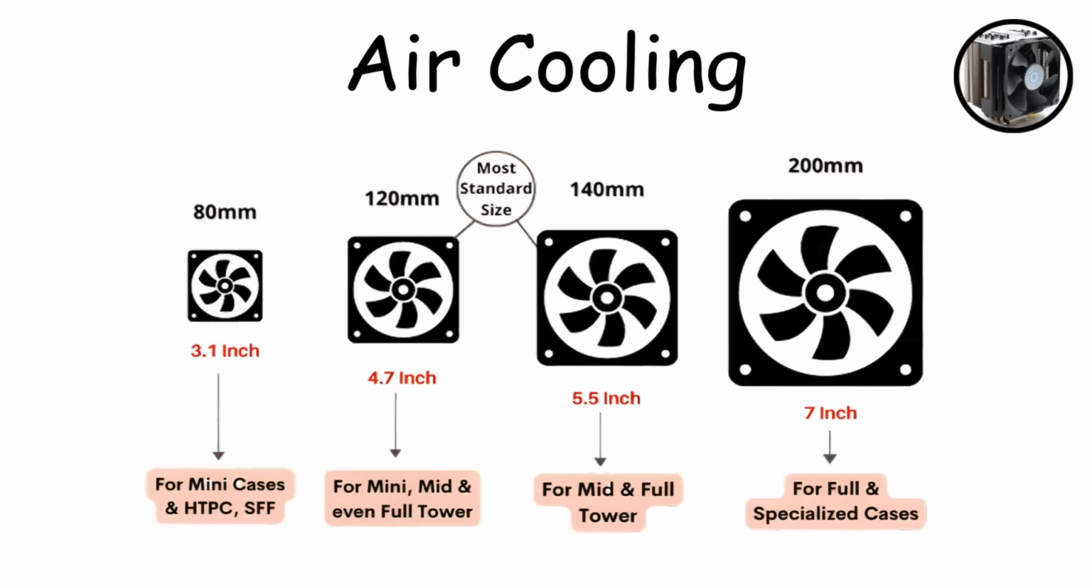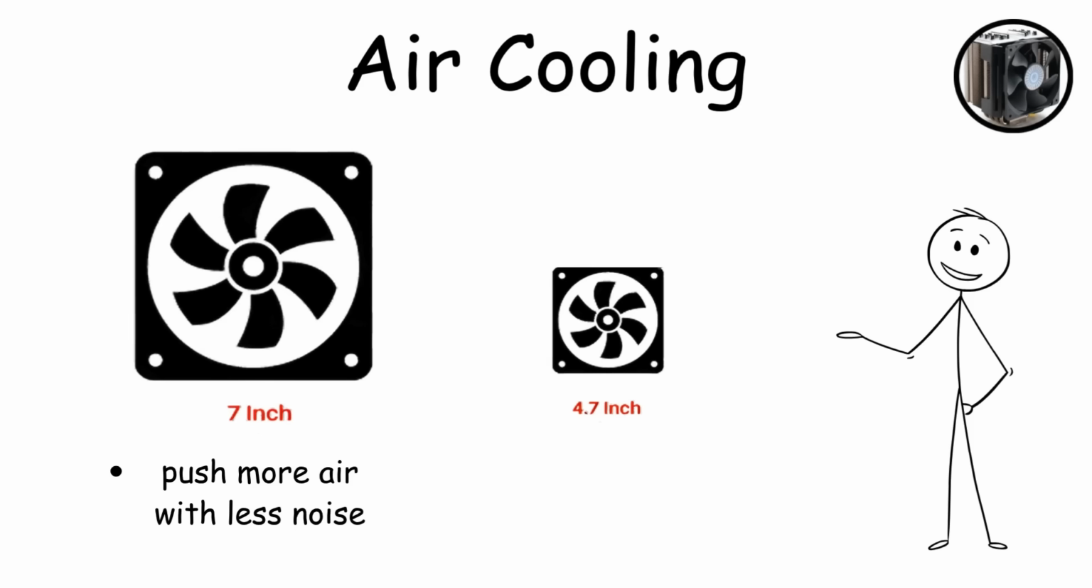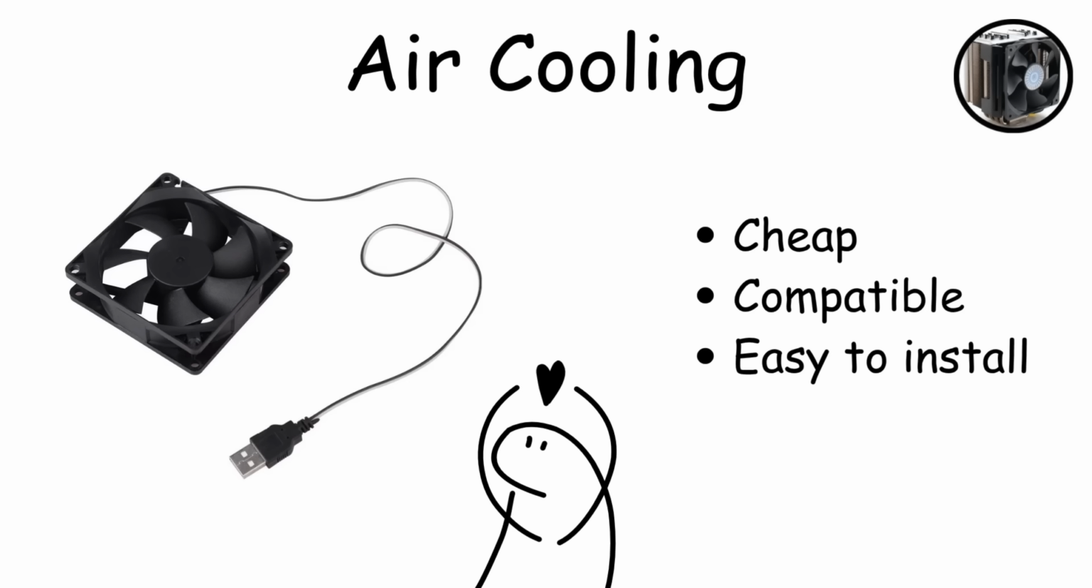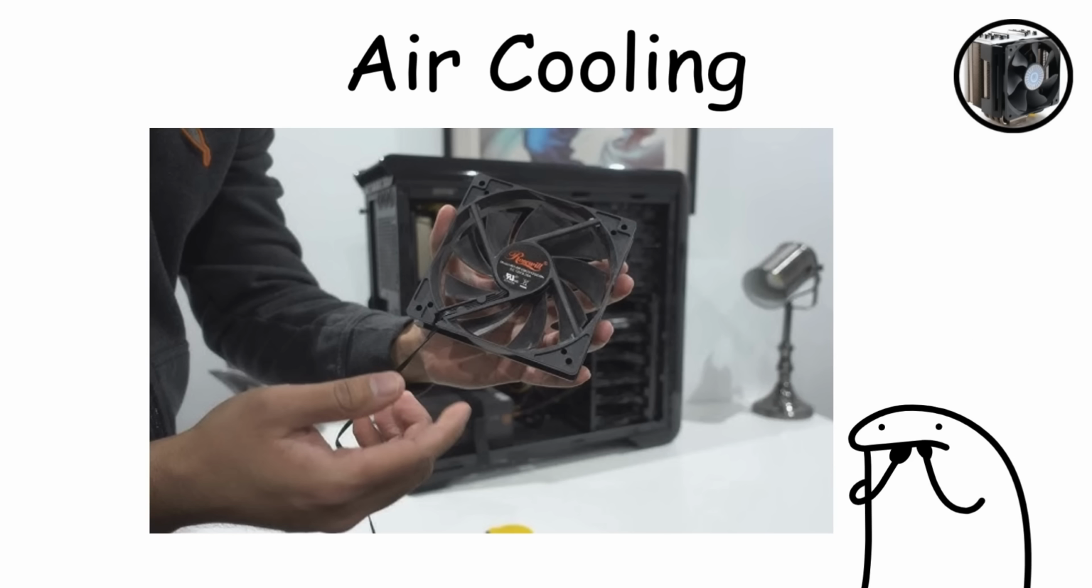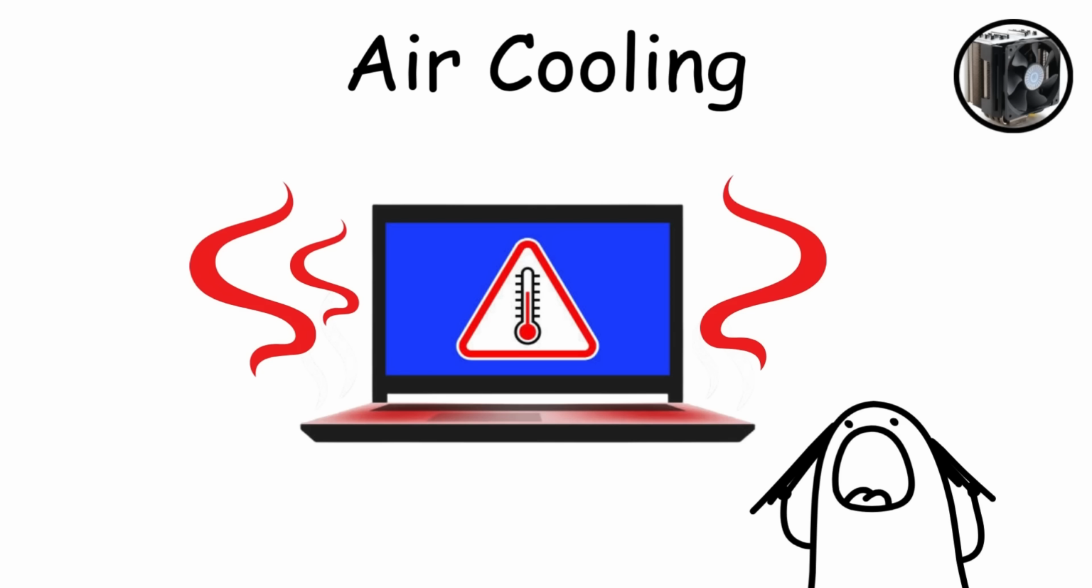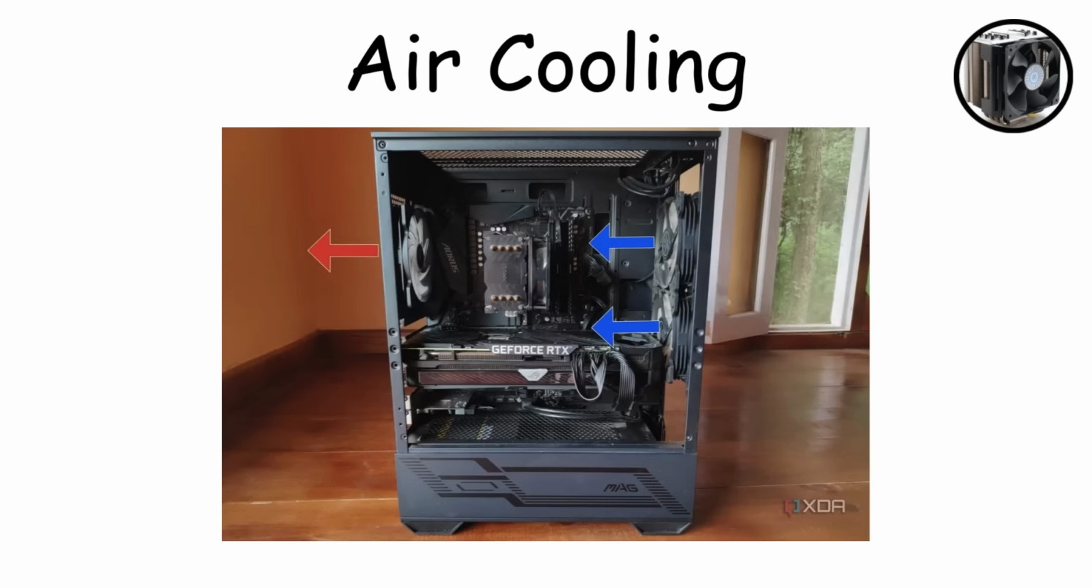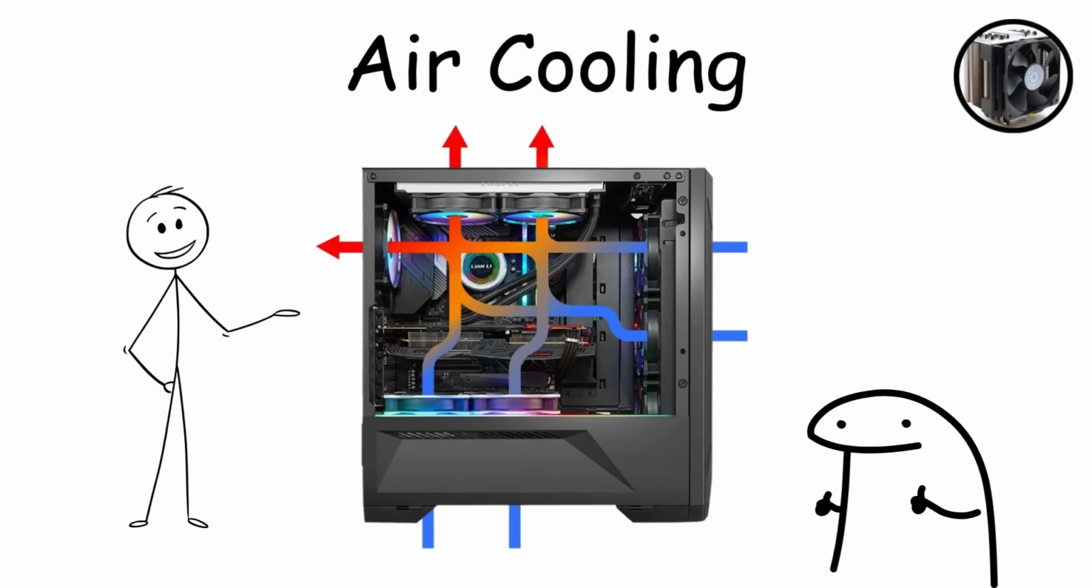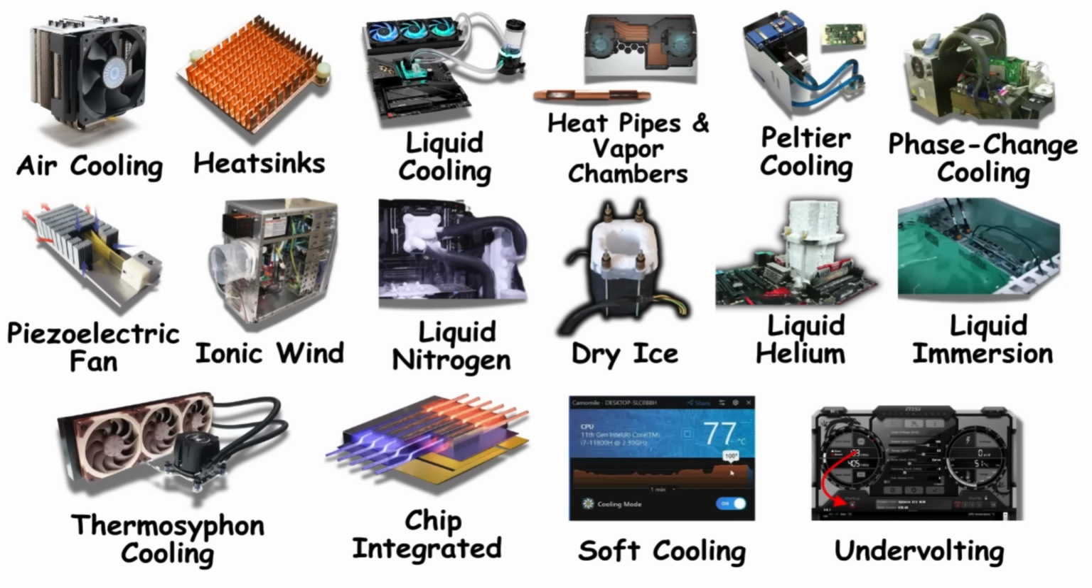Fan sizes range from 40 millimeters to over 200 millimeters. Larger fans push more air with less noise, while smaller ones spin faster and tend to be louder. Air cooling with fans is cheap, widely compatible, and easy to install, but without proper planning, they can just move hot air in circles, causing components to overheat or crash. That is why placement matters for this cooling technology. A well-balanced setup, typically with front intake and rear/top exhaust, can dramatically improve thermal performance.